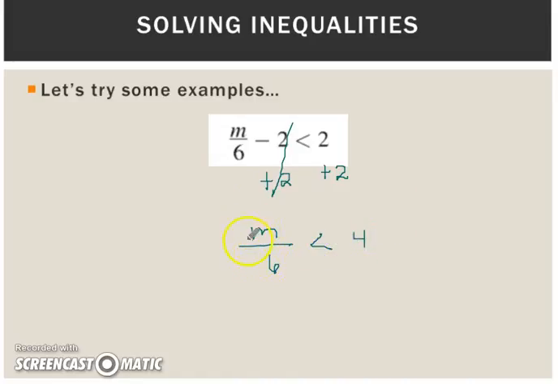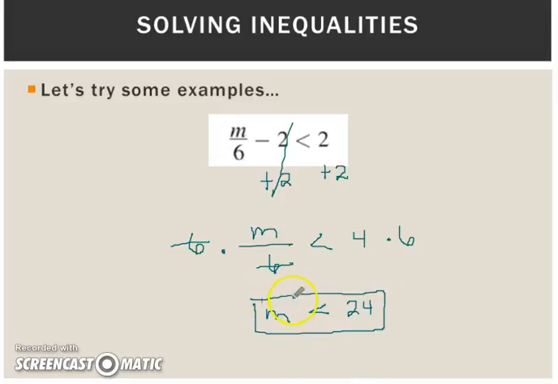m divided by 6, the opposite of dividing by 6 is to multiply by 6. So if you multiply this side by 6 and multiply this side of your inequality by 6, 6 divided by 6 cancels off, and you're left with m is less than 24. So m has to be less than 24.